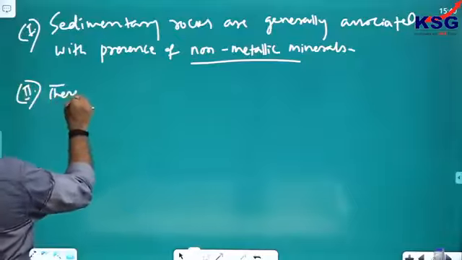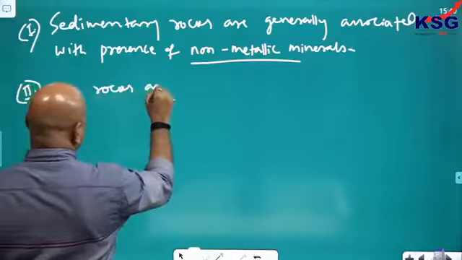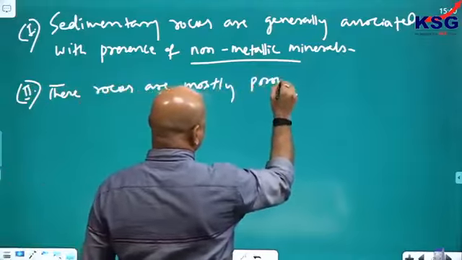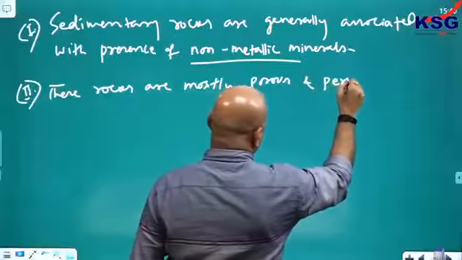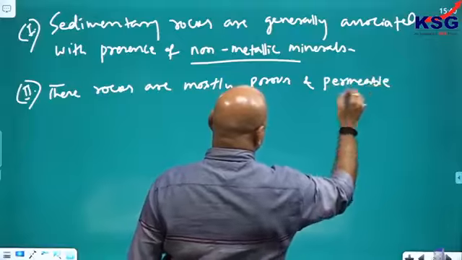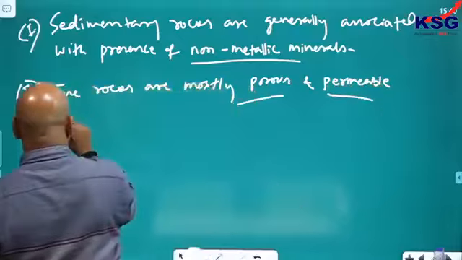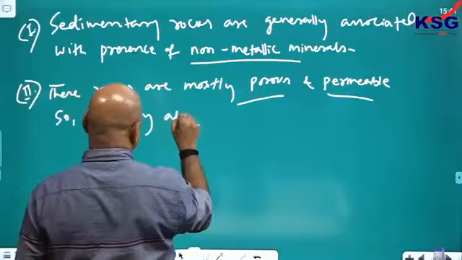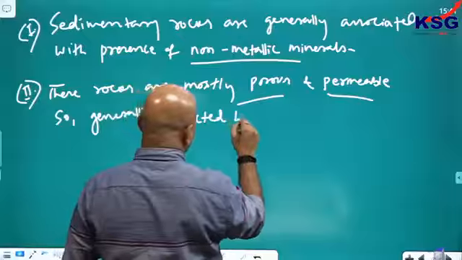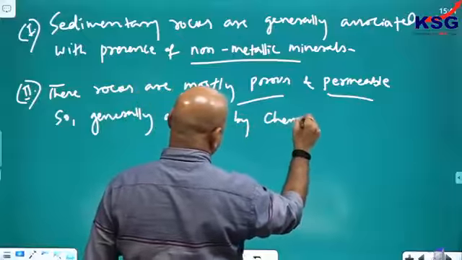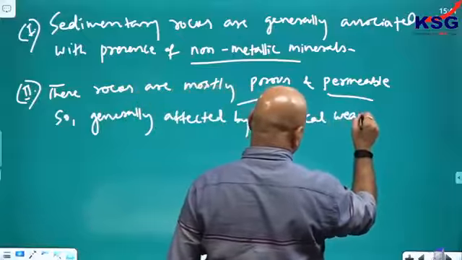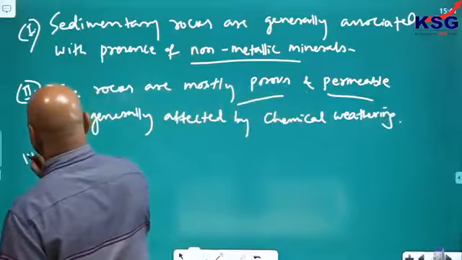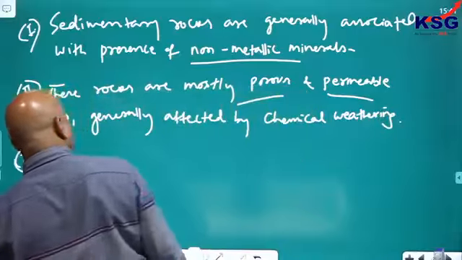These rocks are mostly porous and permeable. So they are generally affected by chemical weathering. These are mostly affected by chemical weathering.